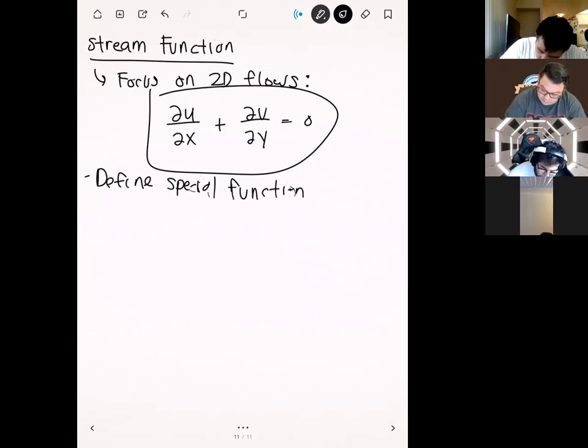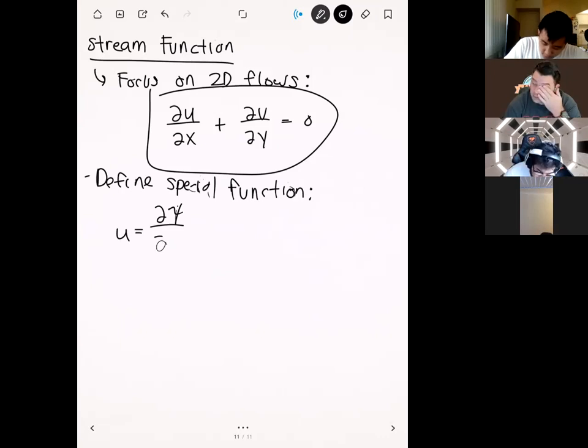And the reason we're defining the special function is that the above equation is fine, but we're solving for 2 things. And when we're solving for 2 things in a differential equation, that's usually a difficult thing to do. And so we're going to define this special function called psi. And we're going to express the velocities in terms of this function psi.